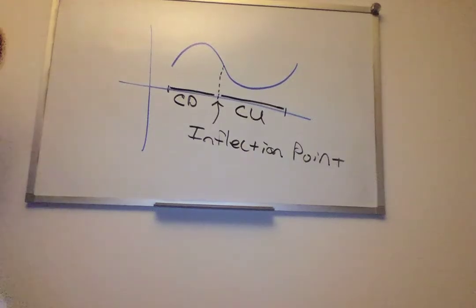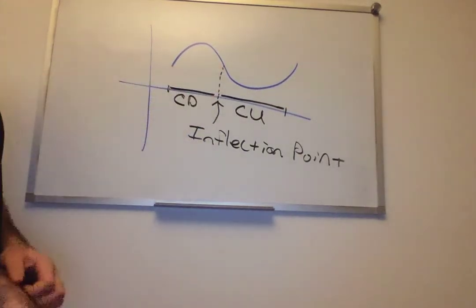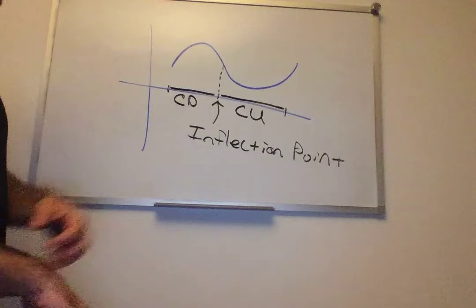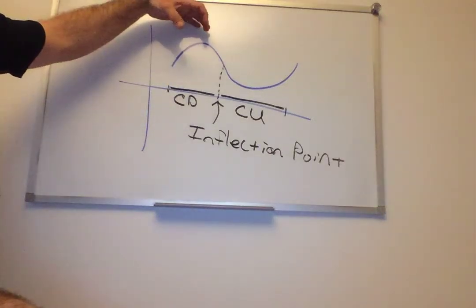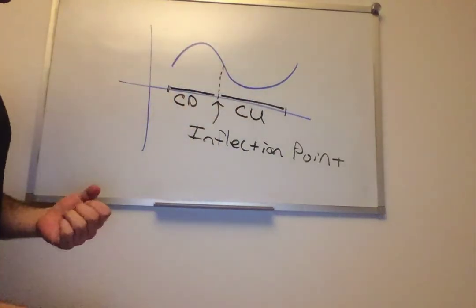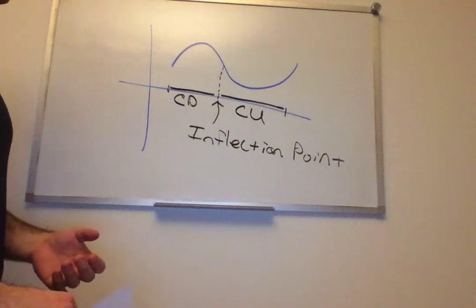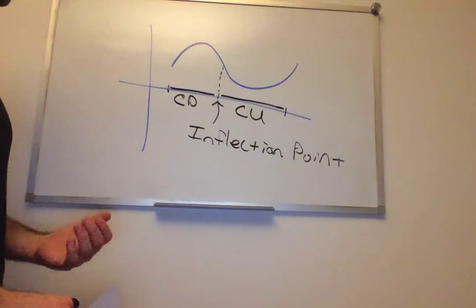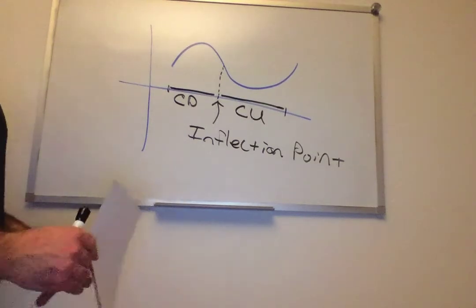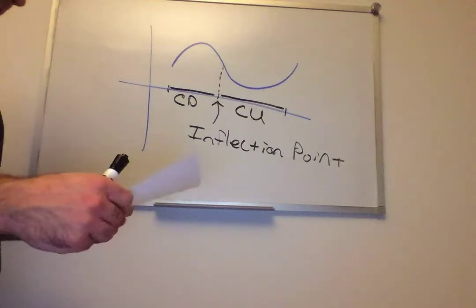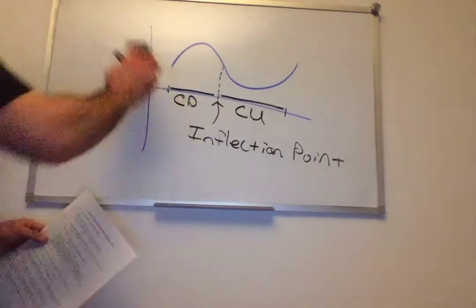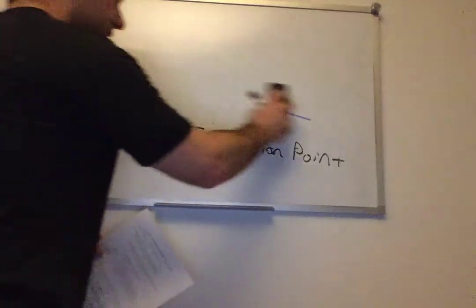It's called the inflection point right there. It's where the graph changes from being concave down to starting to be concave up, or the other way around, it goes from being concave up to concave down. You can draw a similar picture to this. So now let's go to an example.